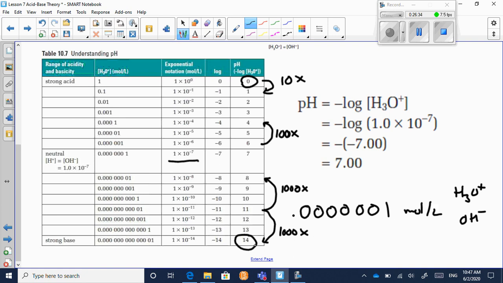So just be aware that on a logarithmic scale, you've got these big jumps. Even though they've made the numbers a little bit friendlier for us by making them only go from 0 to 14, you've got to remember that there can be huge jumps between them.